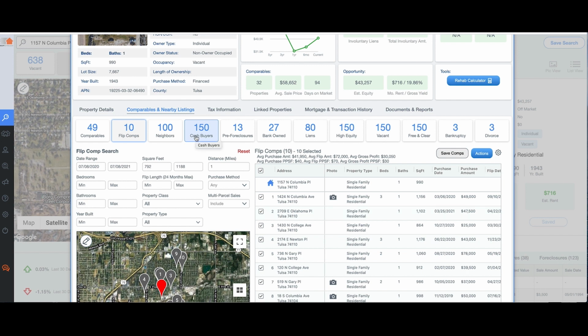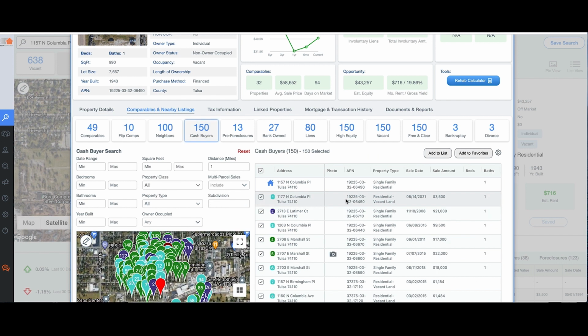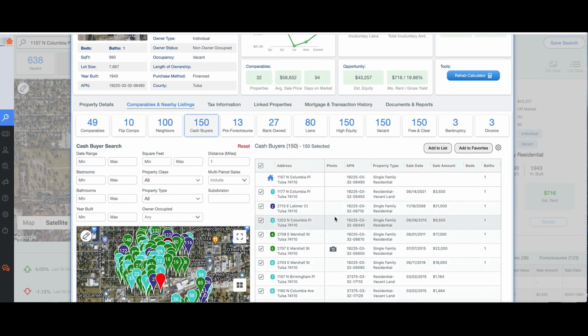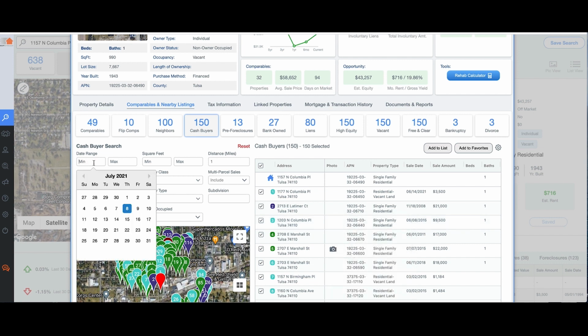But anyway, we're not done. Let's look at the cash buyers. So this is everybody who's bought a home in this area for cash for a property like this. It looks like my filters got reset for some reason. Let's go back. This is how you would modify that. So just go back 1 year.